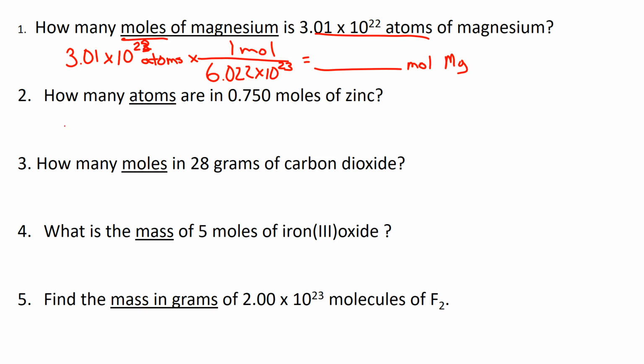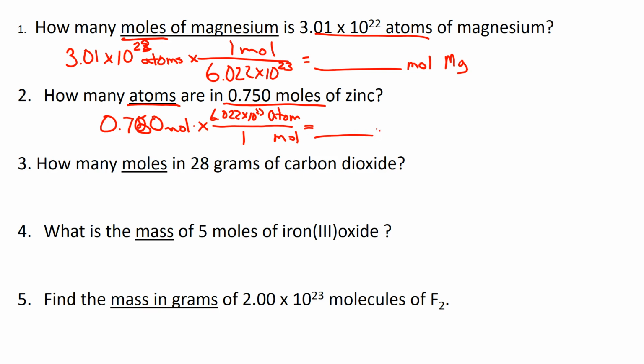All right. Going through on this one, how many atoms? And I'm starting in moles. All right, so 0.750 mole. I'm trying to get atoms. So atoms is on top, mole is on bottom. 1 mole for every 6.022 times 10 to the 23rd. So that's going to give me atoms of zinc. All right.